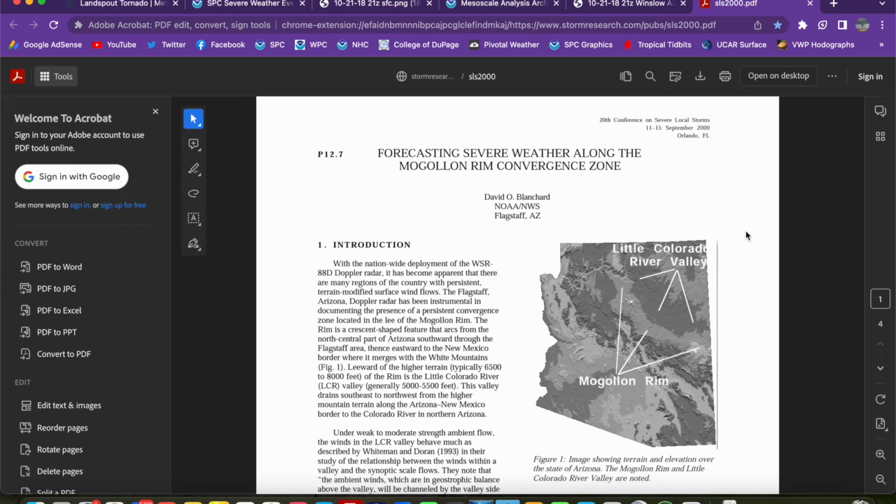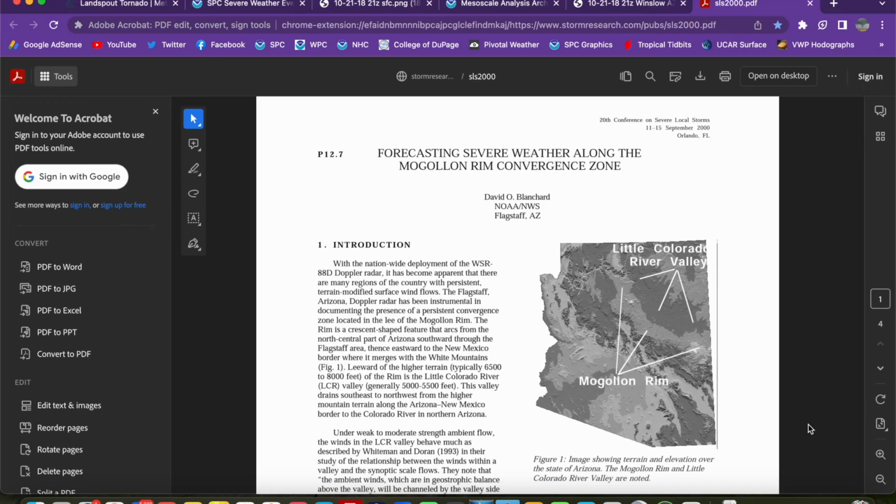And if you're not familiar with the geography of northern Arizona, there is the Mogollon Rim, which is a higher terrain feature. And on top of that, you have a plateau that houses the Little Colorado River. And inside this river valley, we can get flow that gets channeled up the valley, very similar to the Central Valley in California. That flow gets channeled up into the valley and comes out of the southeast. And when you have ambient southwesterly flow, that allows those winds to converge within the valley, and you get a convergence zone within that river valley called the Mogollon Rim Convergence Zone.